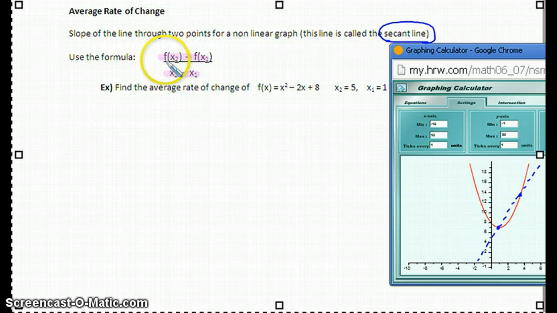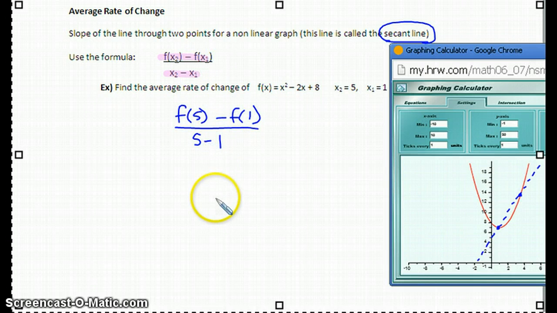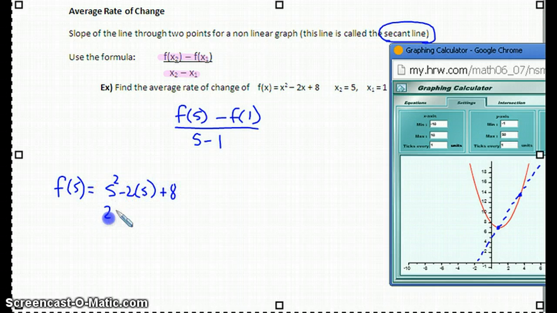So the first thing I have to do is find f of x sub 2. So I'm going to find f of 5, subtract from that f of 1, and divide that by x sub 2, which is 5, minus x sub 1, which is 1. So to find f of 5, you have to plug a 5 into here. So f of 5 is going to be 5 squared minus 2 times 5 plus 8. 25 minus 10 plus 8 is going to give me 23.